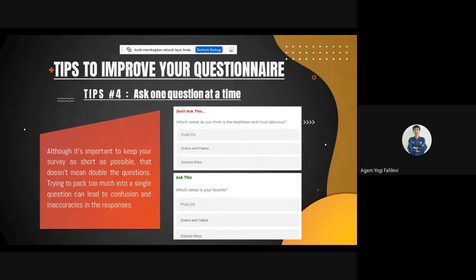Example, don't ask this: which cereal do you think is the healthiest and most delicious? Fruit, oats, grains and flakes, granola beans. But ask this: which cereal is your favorite? Fruit, oats, grains and flakes, and granola beans.